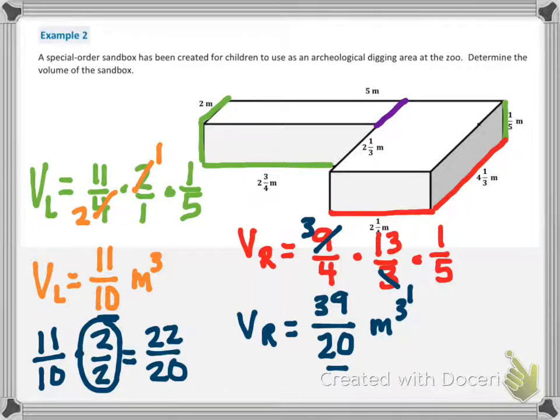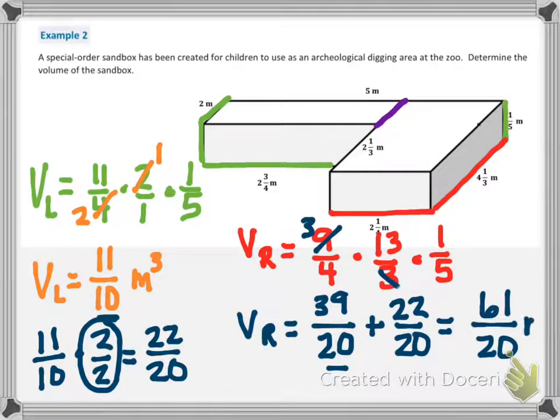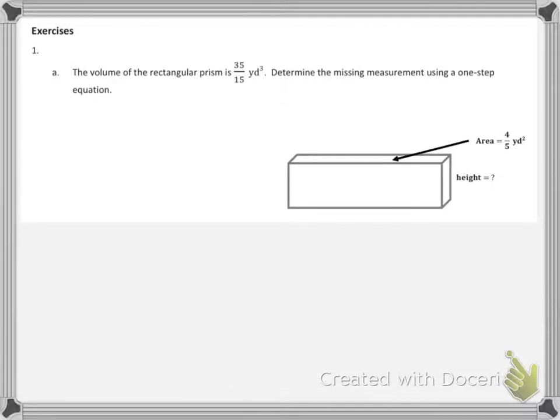So we have an equivalent fraction, and now I can add them. I can add 39 20ths. Let me move this here for a second. 39 20ths plus 22 20ths, and that's going to give me 39 plus 22 is going to be 61 20ths, and that's meters cubed. And that's the volume of the entire composite figure that we have there. All right. So we're just cutting it up, decomposing it, and adding the two volumes together.